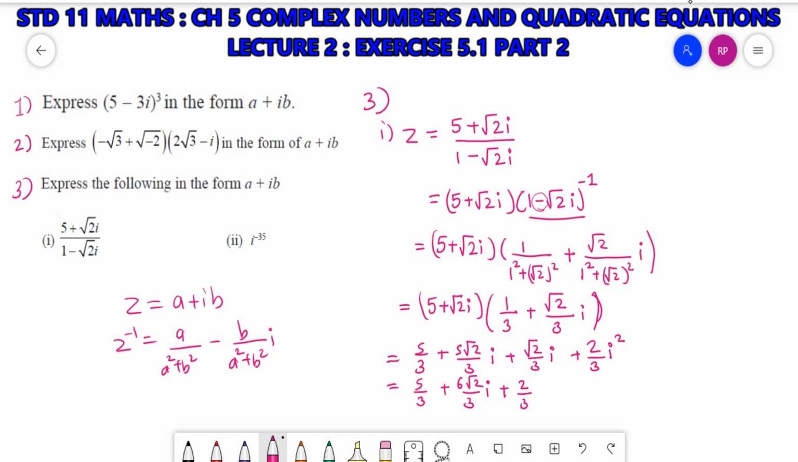The value of i square is minus 1, so I will use it here, minus. Okay, so 5 by 3 minus 2 by 3, that will be equal to 3 by 3, plus 3 ones are 3, 2 threes are 6, so 2 root 2i. So here I will get 3 by 3, that is 1, plus 2 root 2i. This is in the form of a plus ib, where a is equal to 1 and b is equal to 2 root 2. Here, just note down this question.